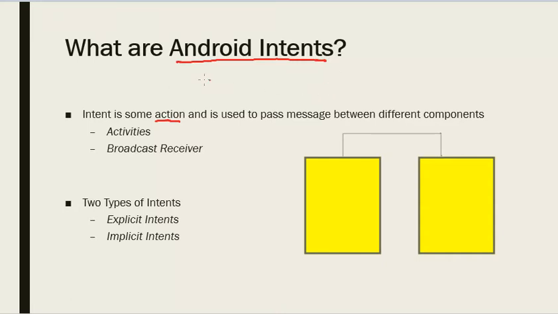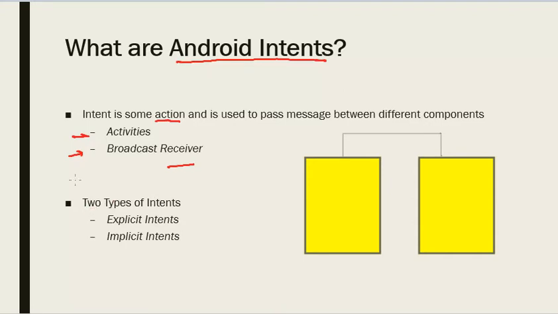So intents are used for activities and for broadcast receivers: to move from one activity to another, to pass a message from one activity to another, or to send a broadcast intent to any of the intended broadcast receivers. These are the applications I have. Of course, I also mentioned starting services and background services; for those you need intents too.